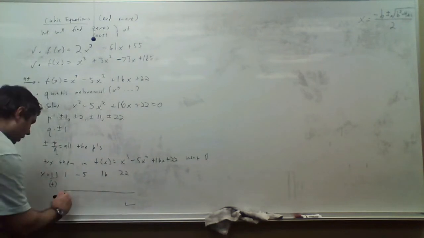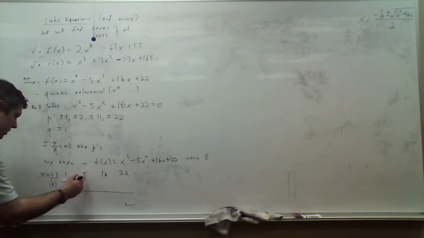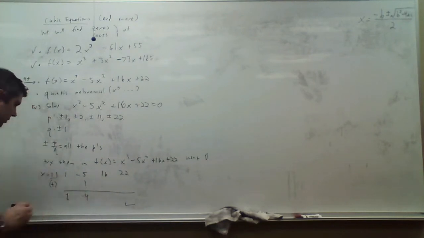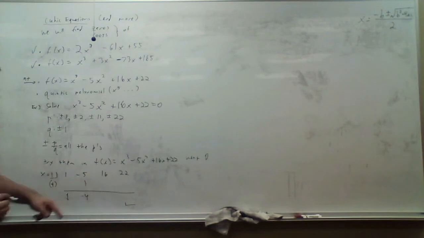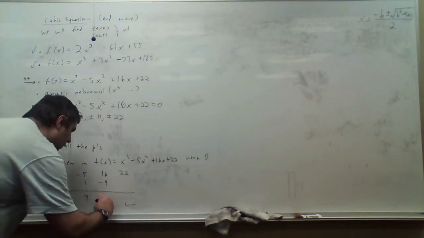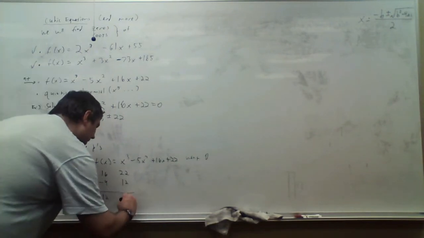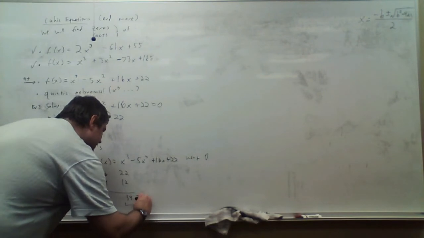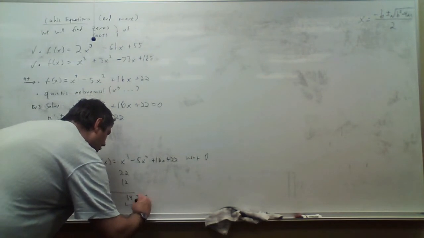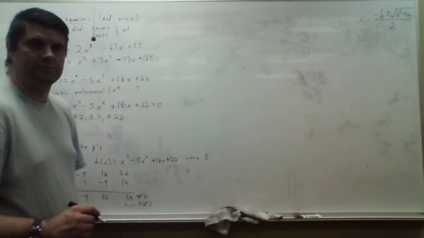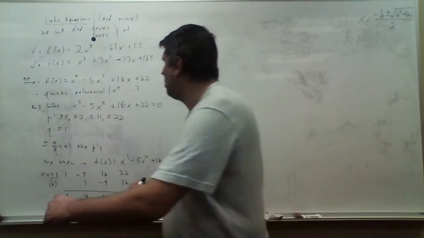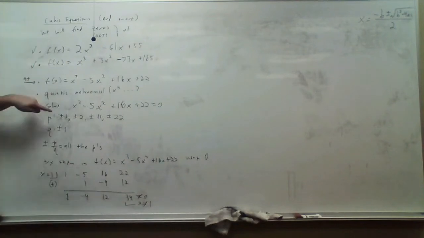So bring down this 1. 1 times 1 is 1. That's negative 4. 1 times negative 4 is negative 4. That's 12. 1 times 12 is 12. That's 34, which is not 0, so x does not equal 1. So 1 failed. Now I will try negative 1.